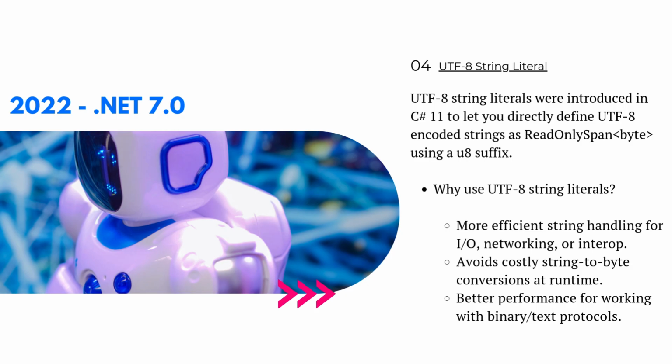UTF-8 string literals were introduced in C# 11 to let you directly define UTF-8 encoded strings as ReadOnlySpan<byte> using a u8 suffix. Why use UTF-8 string literals? More efficient string handling for I/O, networking, or interop. Avoids costly string-to-byte conversions at runtime. Better performance for working with binary, text protocols.